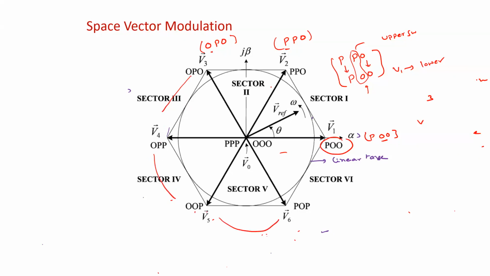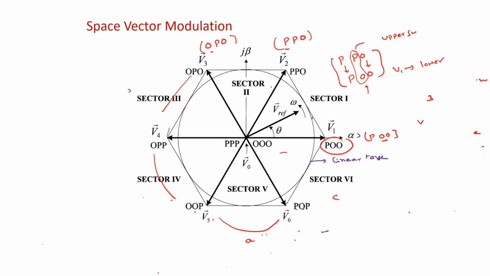Similarly, when it's moving from 00P to P0P, A phase is affected. When P0P and P0P, if you notice, only the C phase is affected. The thing is that when you're moving from one voltage vector to other voltage vector, only one transition, right? So only one phase should be affected. Either it is an upper switch or bottom switch, that should be affected in one phase, right?